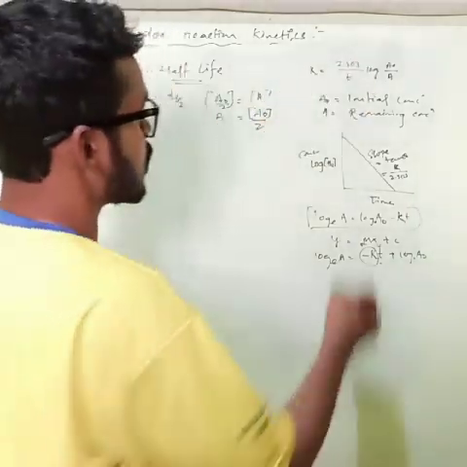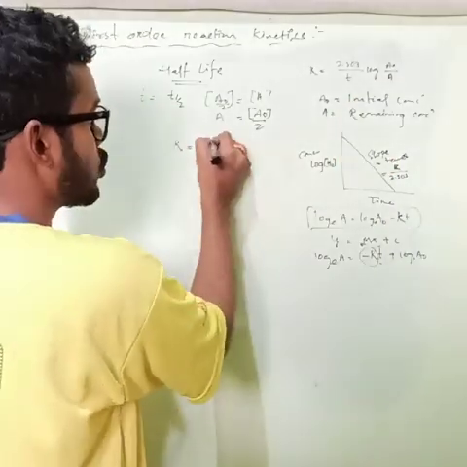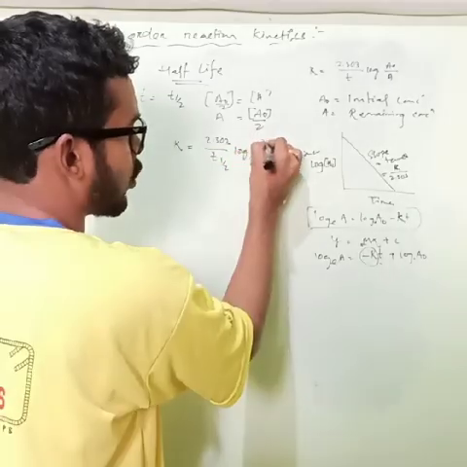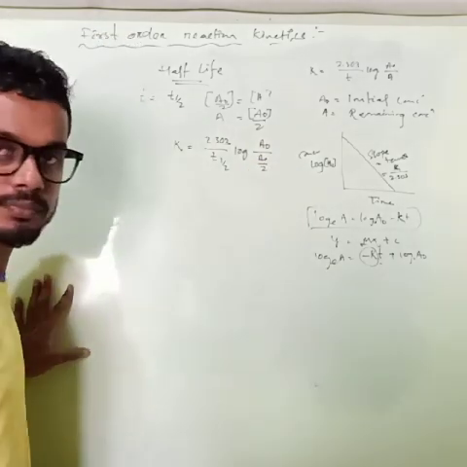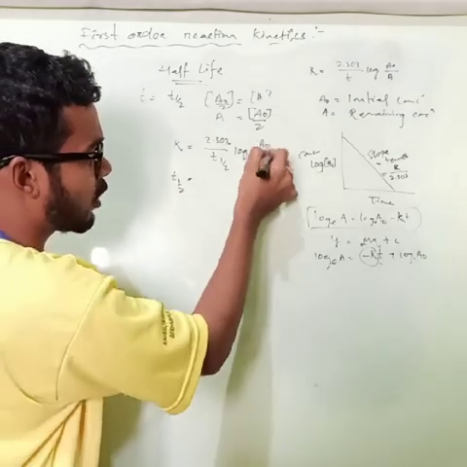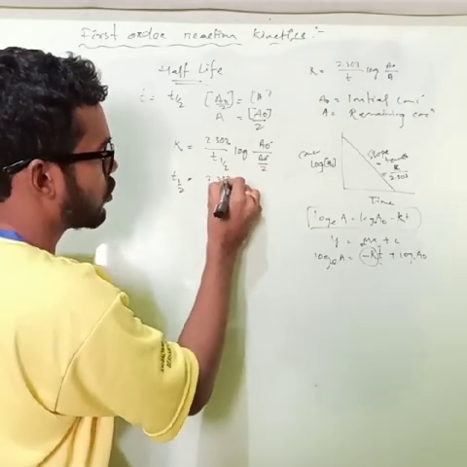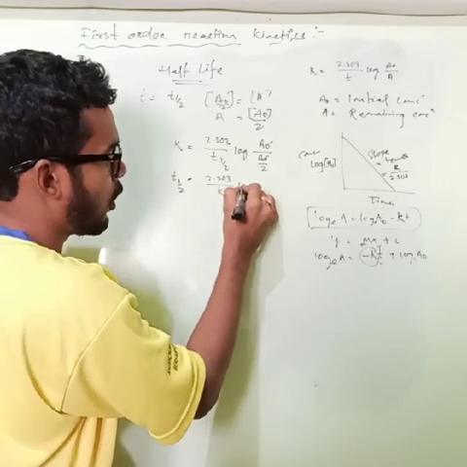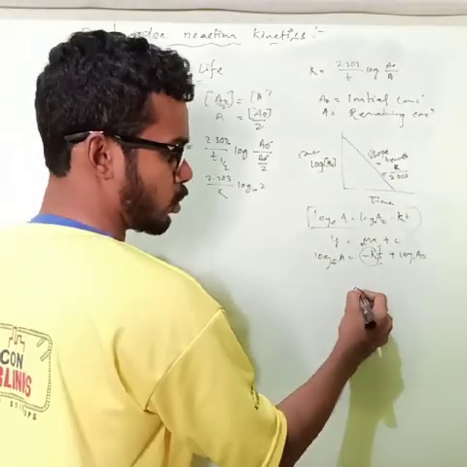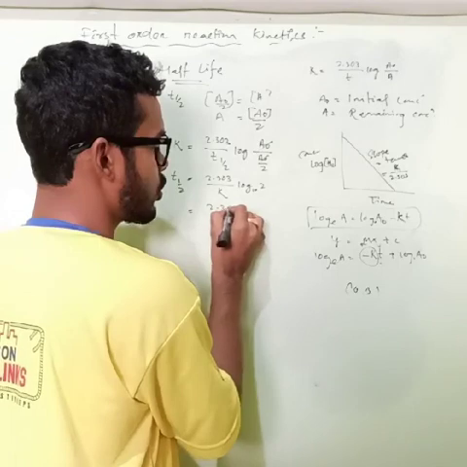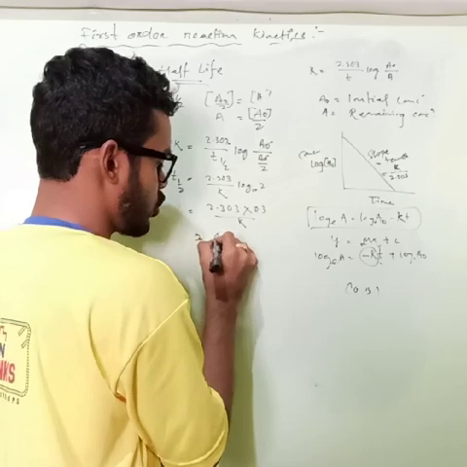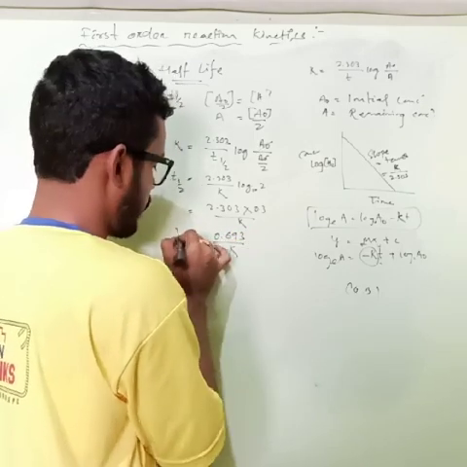If you put these values in the equation, what do you get? K equals 2.303 by t half log a naught by 2. So t half equals, a naught cancels, 2.303 by k log 2 base 10. The value of log 2 is 0.3. So 2.303 into 0.3 by k, which is approximately 0.693 by k, which is t half.